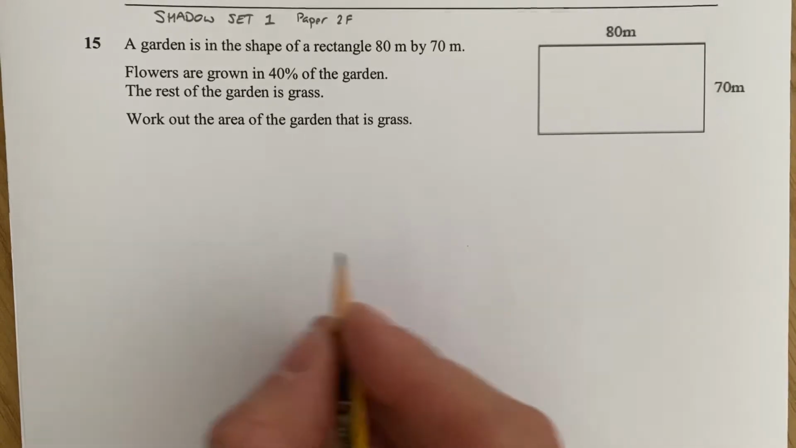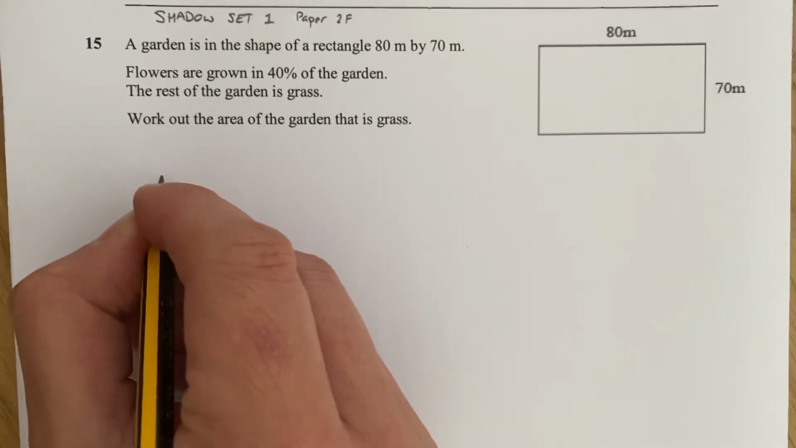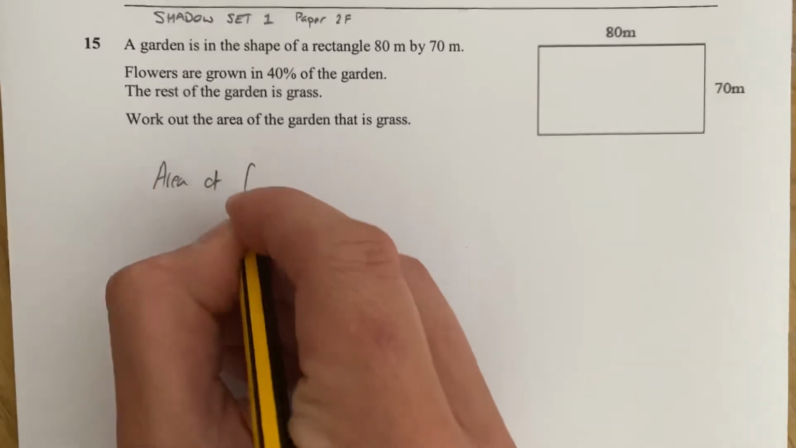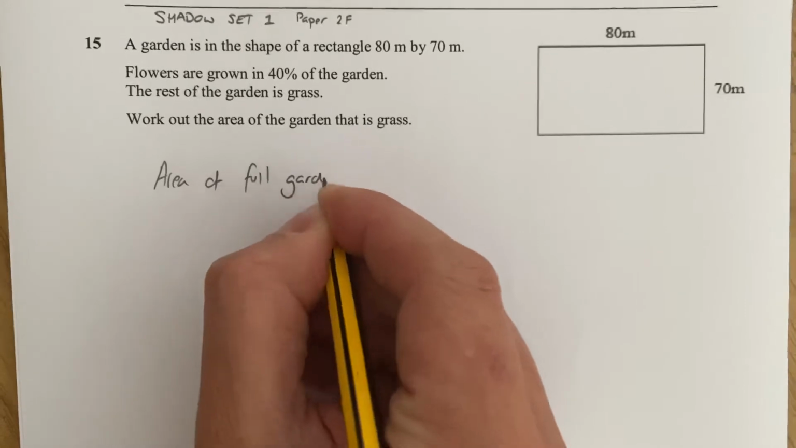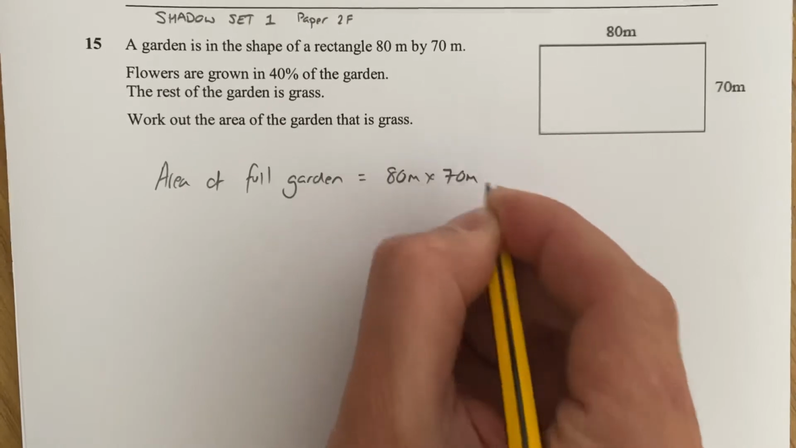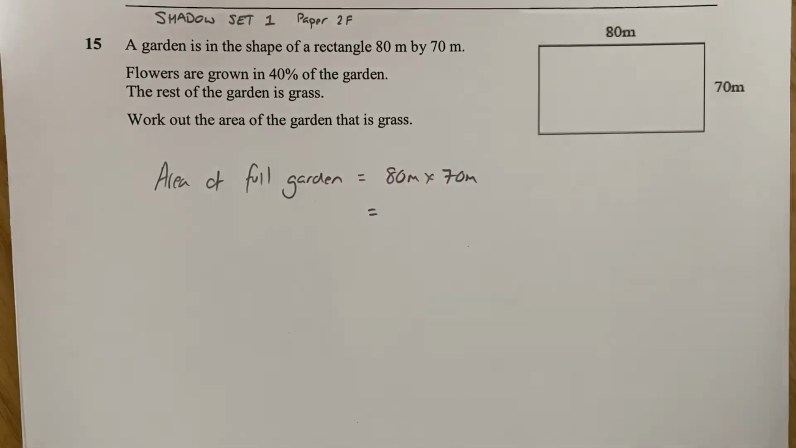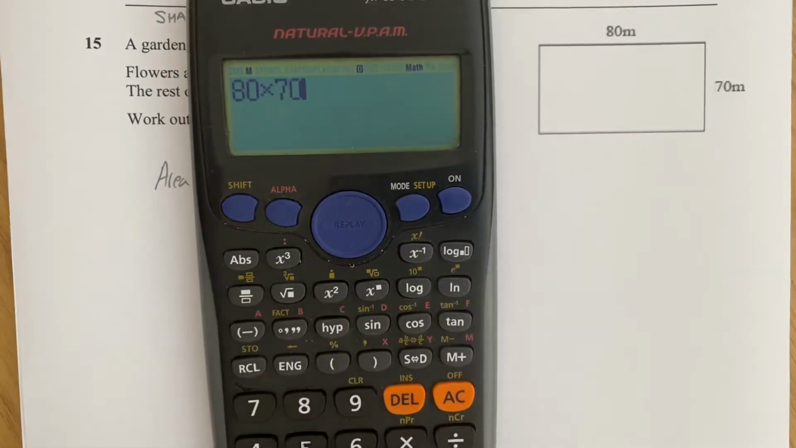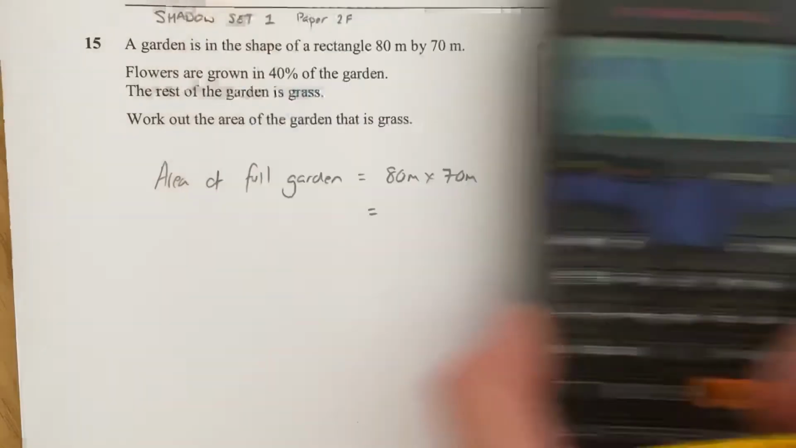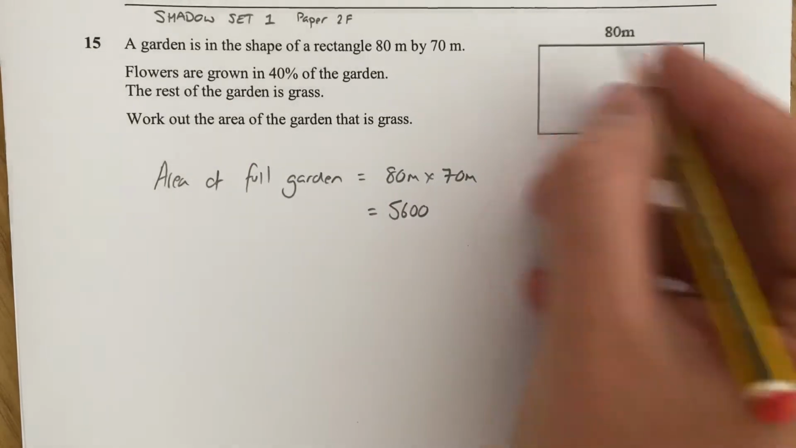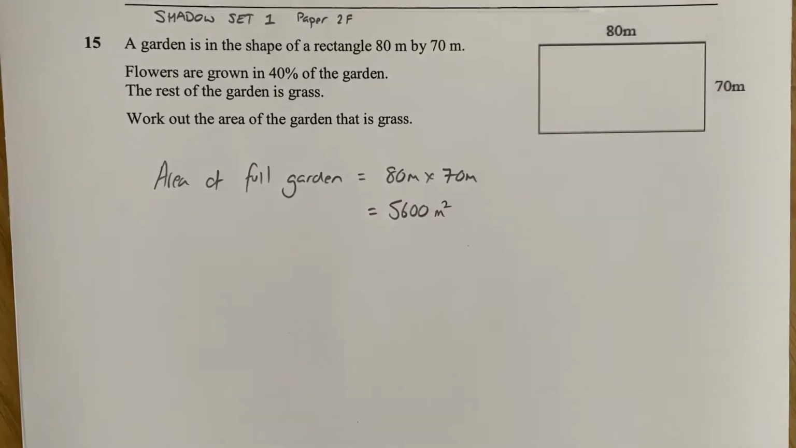So it's a rectangle. Area of a rectangle will be length times width. So area of the full garden, so rectangle, it's going to be length times by width. And if you multiply those two together, remember on a calculator paper, so we can use a calculator, 80 times by 70 is 5,600. So it's 5,600, and we're talking about an area, 5,600 metres squared. That's the area of the full garden.